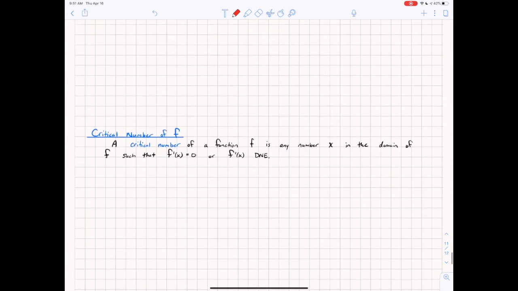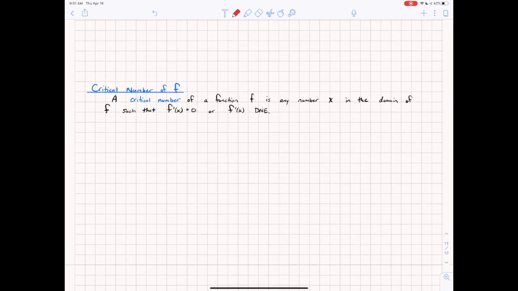All right, and so here's the critical number definition. So a critical number of a function f is any number in the domain. So you have to be able to plug it in to begin with, such that it either zeroes out the derivative or it makes the derivative not exist. We're going to see a lot of practice with these when we get into part 3 and we put all of this together for the applications of the first derivative. But for part 2, that is it.